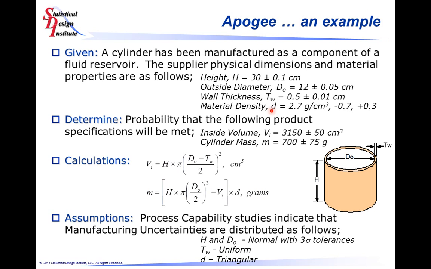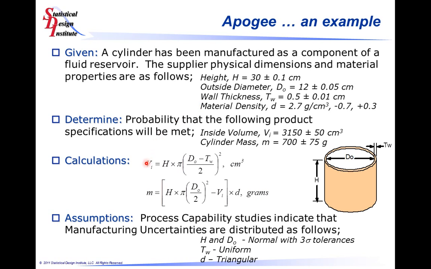So here's the objective. Given that these four parameters define this design, the two parameters we need to satisfy are the inside volume of the cylinder that contains the fluid, and the overall mass of the cylinder. We have a specification that has to be satisfied, and these are the objectives we're trying to satisfy as part of the particular design for which these parameters were chosen. So let's do the analysis.